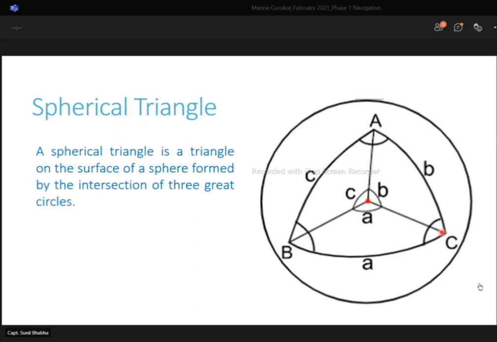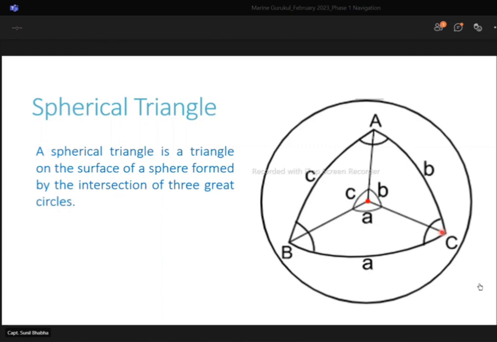All the three sides of the triangle should be arcs of great circles. So that's a mandatory condition to be fulfilled for a spherical triangle. If any one of the sides is not part of a great circle, or you can say if any one of the sides is part or arc of a small circle, in that case, the triangle is not a spherical triangle.